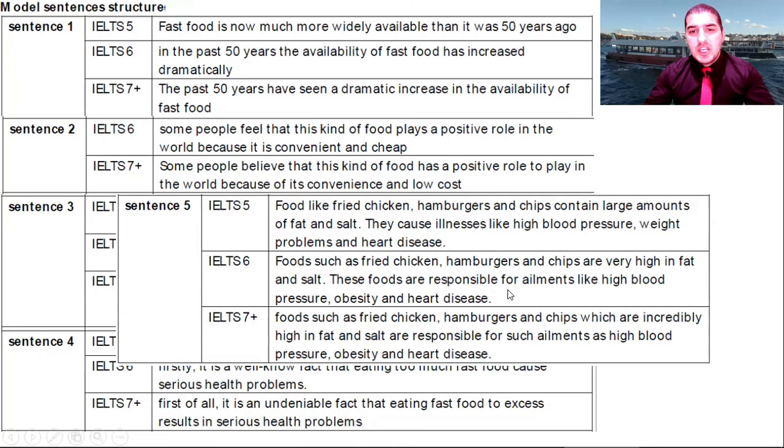Foods such as fried chicken, again, this has a grammatical issue. Foods such as fried chicken, hamburgers, and chips are very high in fat and salt. These foods are responsible for ailments like high blood pressure, obesity, and heart disease. Foods, foods, foods. As soon as you start to repeat one word two times, your score goes down. So I insist, avoid repetitions.